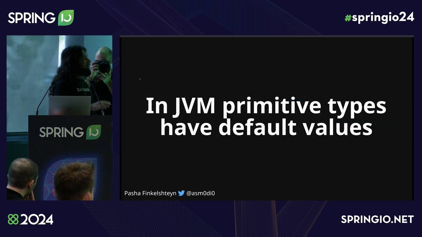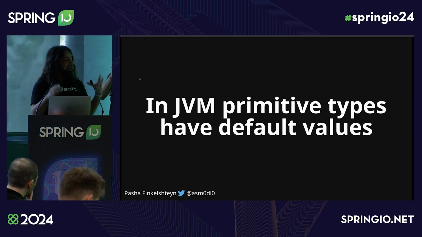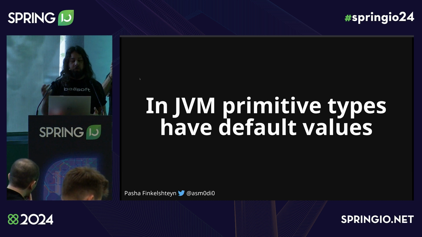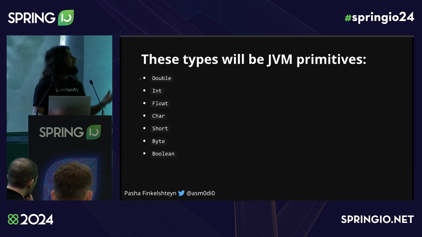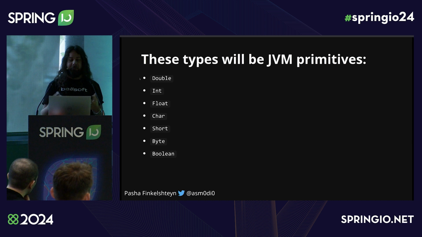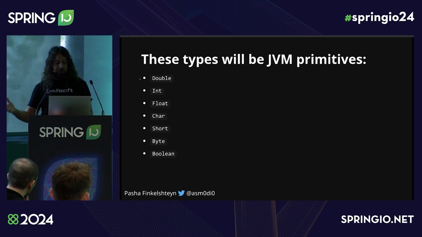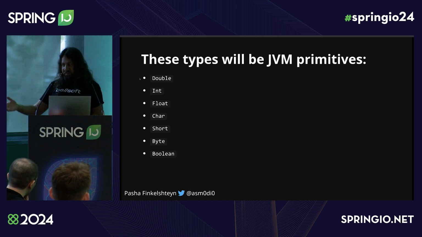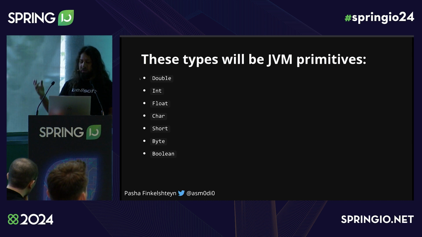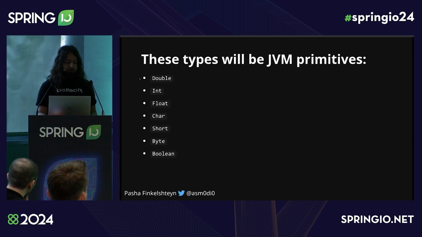The thing is, in JVM, primitive types have default values, right? So what are primitive types? Do I have the list here? Yeah, they're double, int, float, char, short, byte, and boolean. They have default values. Double has 0, all of them have 0, boolean has false by default.